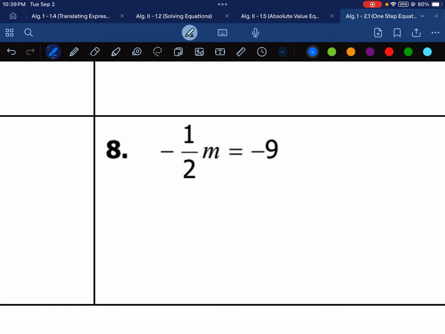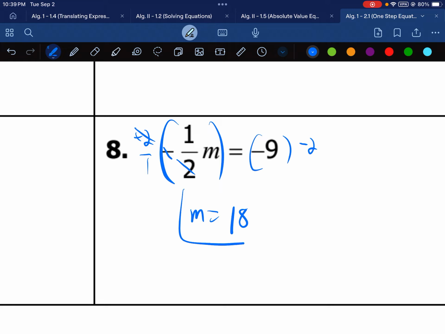Number 8 here, we have -1/2m equals -9. So we're going to multiply by the reciprocal here, and you get -2 or -2/1 if you prefer. Those -2's reduce, and the negative times the negative is a positive, and we get m. Multiply the other side by -2 or -2/1 if you wanted, and we get nothing reducing, but negative times the negative is a positive, and 9 times 2 is 18.